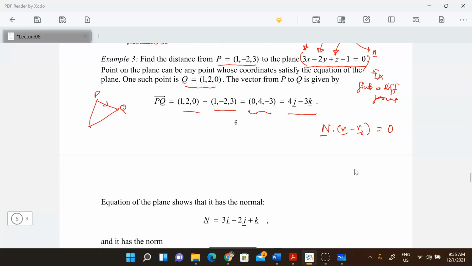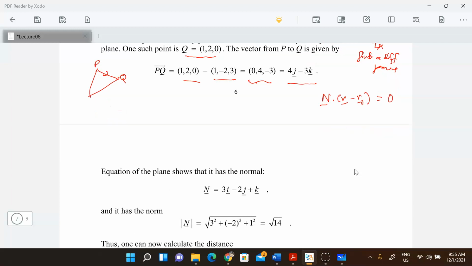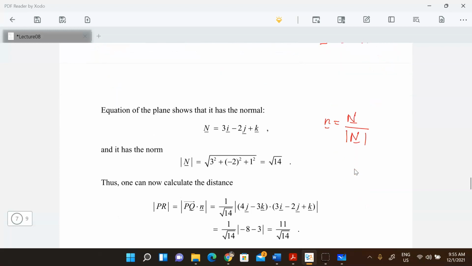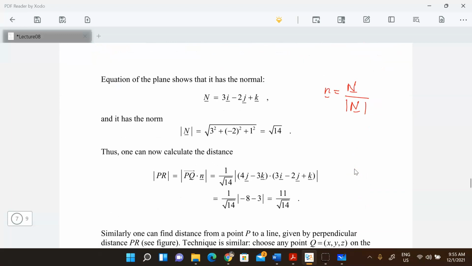However, this normal is not normalized, meaning it's not a unit vector. The norm is not equal to 1. So you need to divide it by the norm of this vector here, and then you get your unit normal, equal to n divided by the norm of n. Now one can simply plug in. This is your normal.